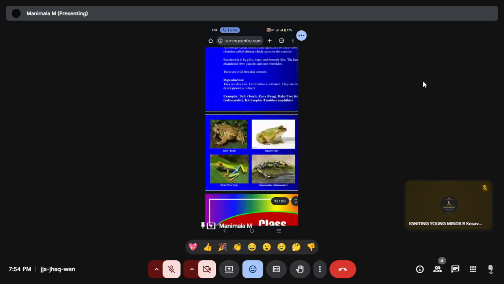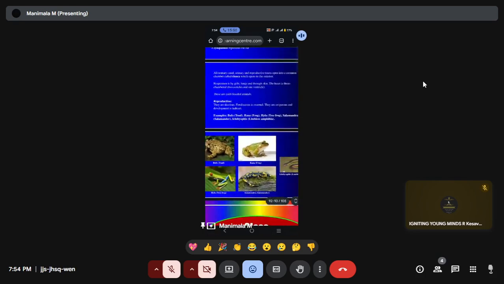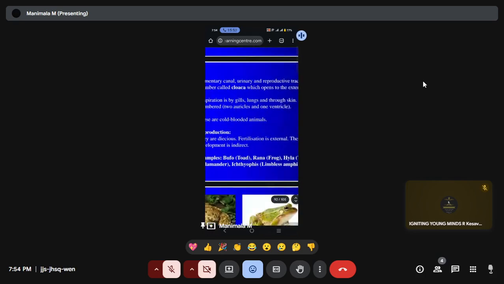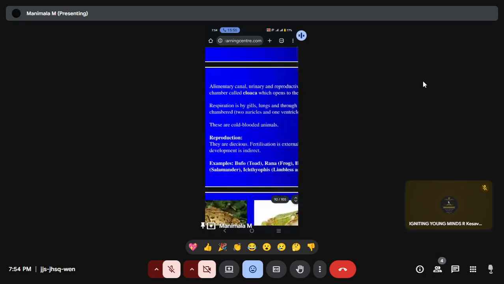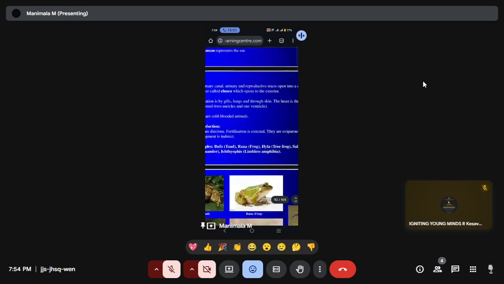So this is about the amphibians. It is one of the common characters. The alimentary canal, urinary and reproductive tracts open into the common chamber, which is called cloaca, which opens into the exterior. And now, the respiratory system.